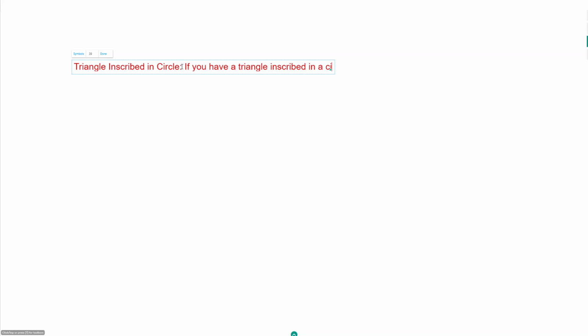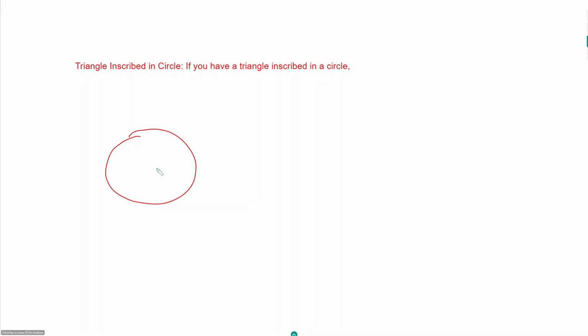inscribed in a circle, so what does inscribed mean? First of all, you have a triangle like this. This triangle is not inscribed in the circle. You would say this triangle is circumscribed by the circle. It is surrounded by the circle. An inscribed triangle has all of its edges touching the edge of the circle. So something like this would be an inscribed triangle.